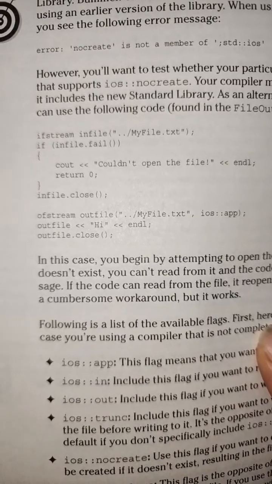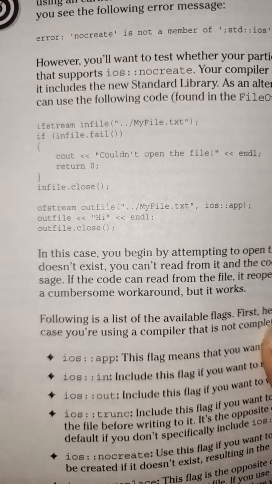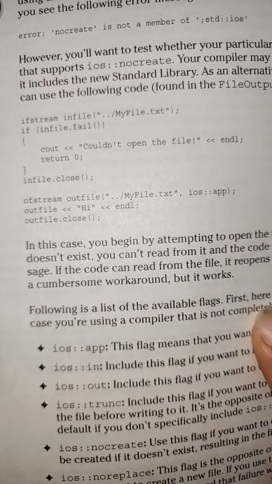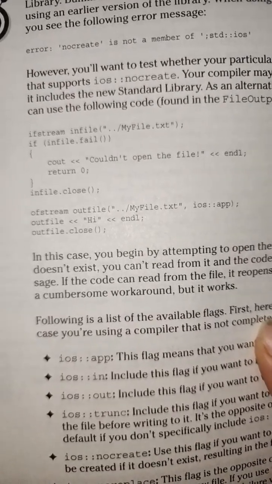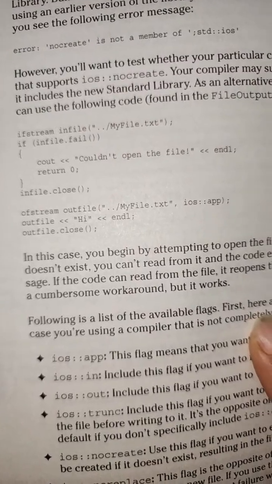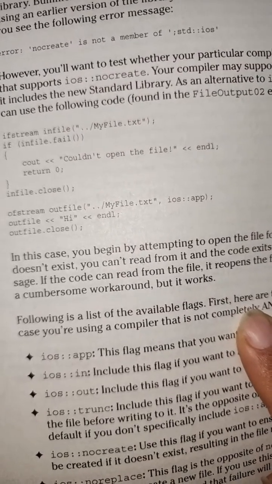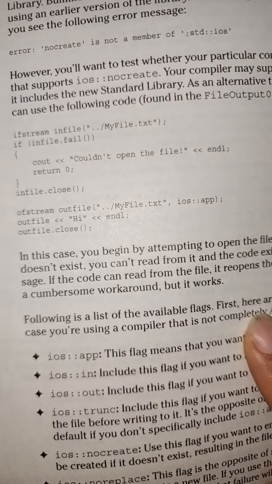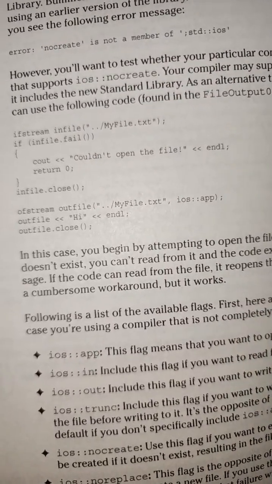ifstream inFile("myfile.txt"); if (inFile.fail()) { cout << "Couldn't open the file" << endl; return 0; } inFile.close(); ofstream outFile("myfile.txt", ios::app); outFile << "hi" << endl; outFile.close(); In this case, you begin by attempting to open the file for reading. If the file doesn't exist, you can't read from it, and the code exits with a failure message. If the code can read from the file, it reopens the file for writing. This is a cumbersome workaround, but it works.